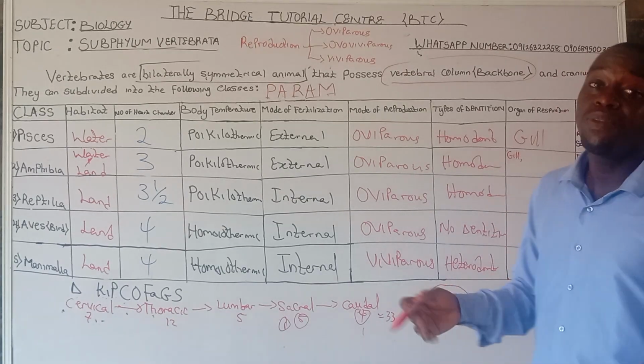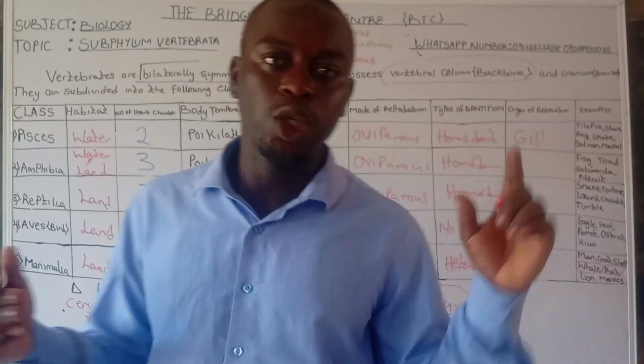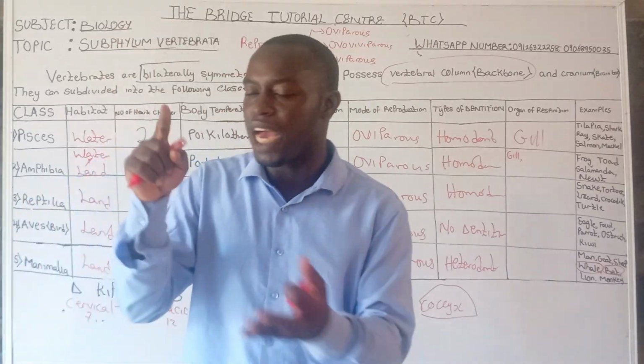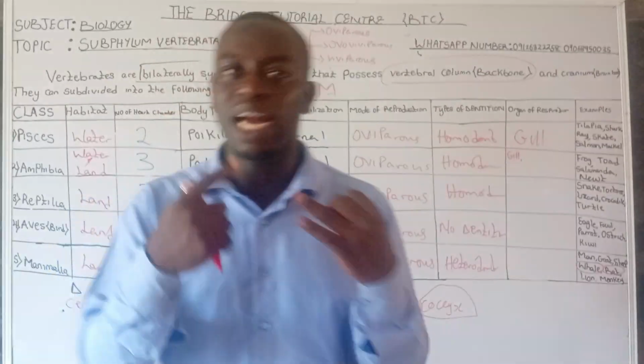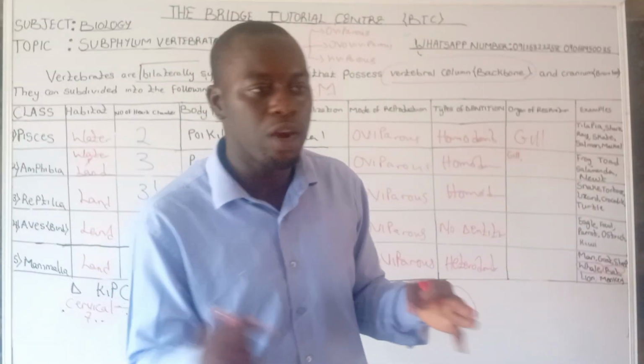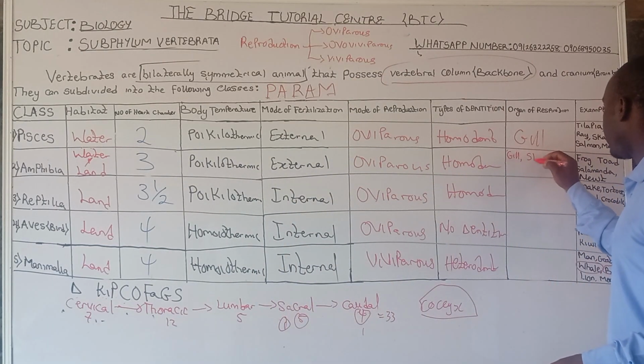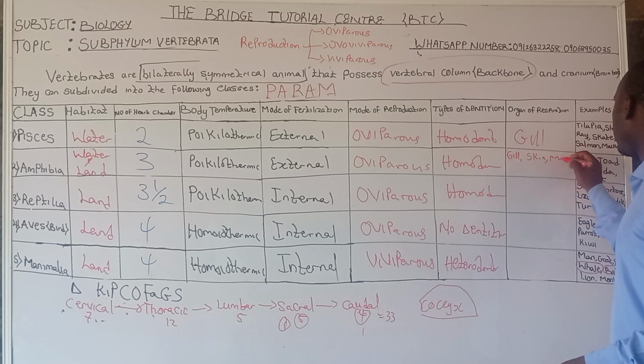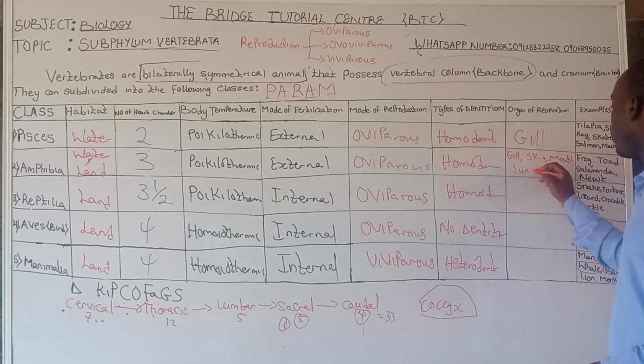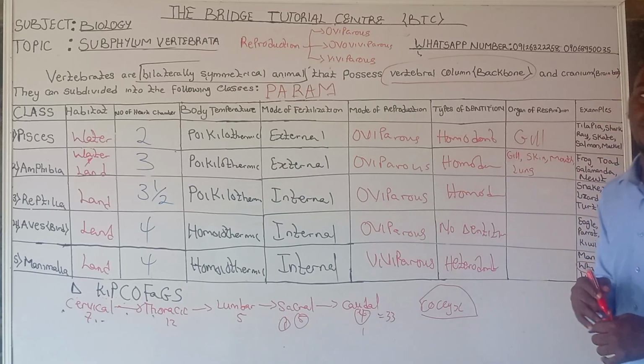But they have different things that they can use in adults. In their adult state, they can use their skin, they can use their buccal cavity, which is the mouth, and they can use their lungs. So they can use all these 4 things for respiration.